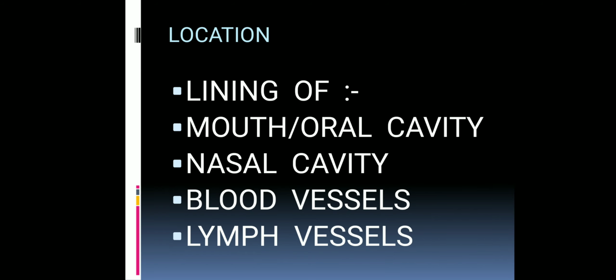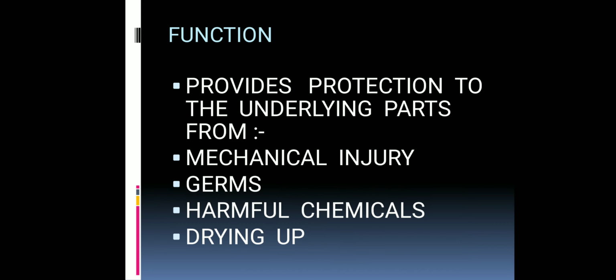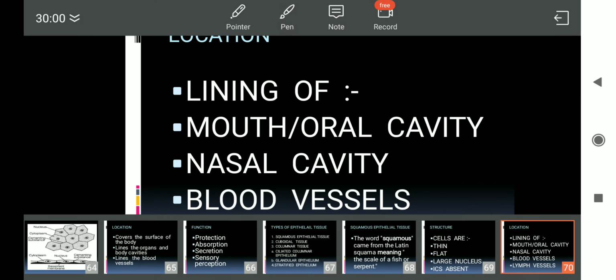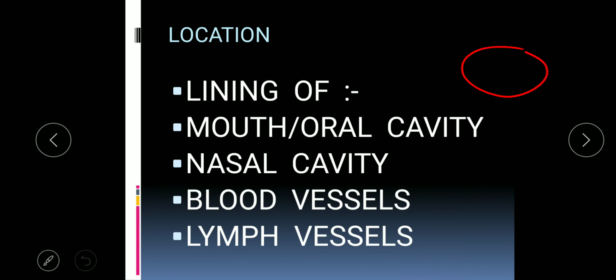Location: it forms the lining. What do you mean by lining? When any organ or organ system is internally covered by a specific tissue, then this inner covering is known as lining. So it will line the mouth or the oral cavity. Mouth is also known as oral cavity or buccal cavity. So the lining of the buccal cavity is made up of squamous epithelial tissue.